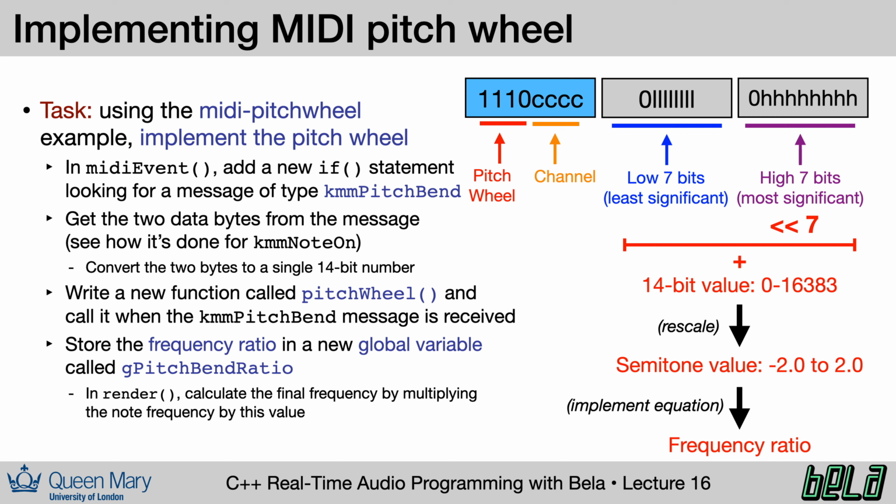When you find a message of this type, you'll need to extract its 2 data bytes, and you'll need to convert those 2 data bytes into a single 14-bit number using the formulas that we've seen. Then I suggest that you write a new function which we can call pitch wheel. The pitch wheel function should take the 14-bit number, convert it first to a value in semitones, and then convert that into a frequency ratio. Store the frequency ratio inside of a new global variable that you declare, which I suggest you call gPitchBendRatio. Then, inside of the render function, multiply the note frequency by gPitchBendRatio before you set the pitch of the oscillator. This should give you an oscillator whose frequency goes up and down with the pitch wheel messages. Pause the video and try it.